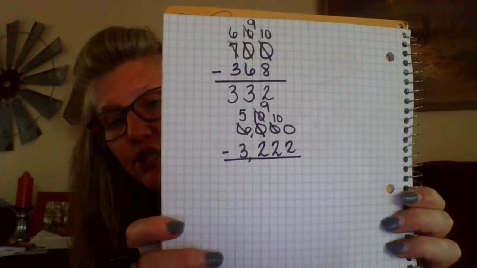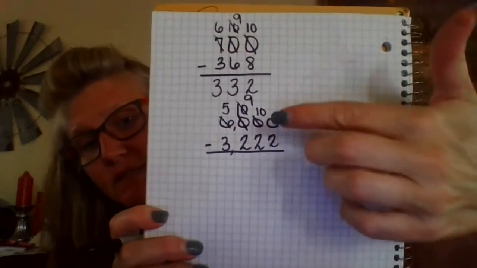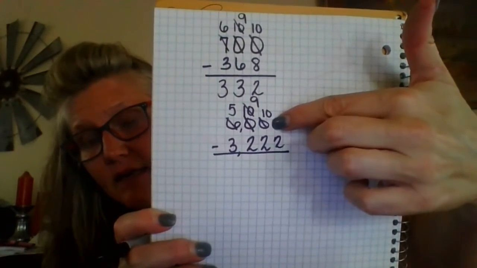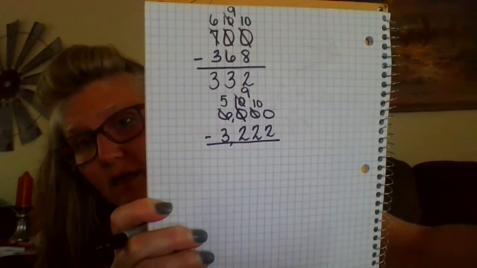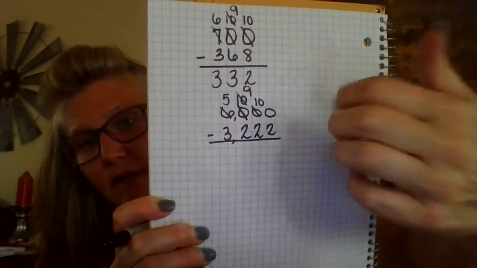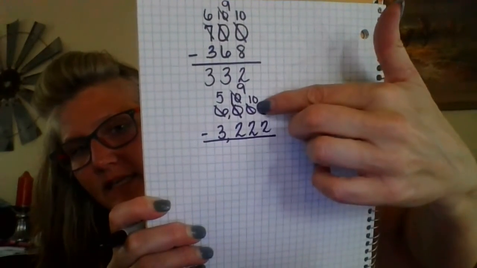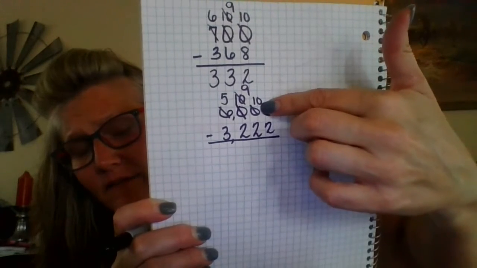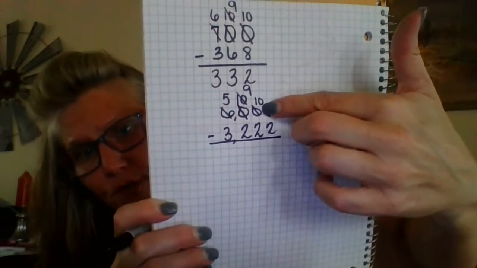0 minus 2. We know we can't do that. But now Mr. Neighbor has 10. So we can take 1 candy bar away from 10, can't we? Yes. So let's go. Knock, knock. Mr. Neighbor, I see you have some now. I see you have some candy bars. Can I borrow 1? Well, sure you can.